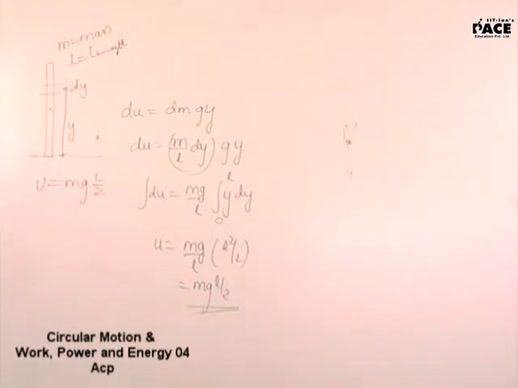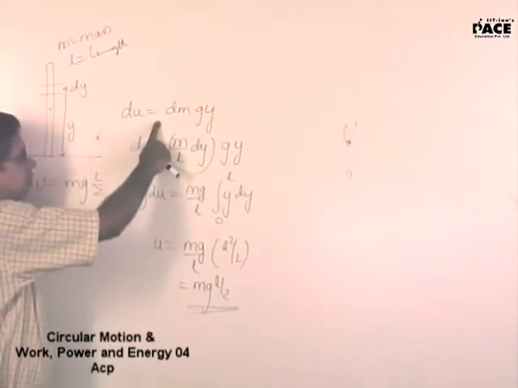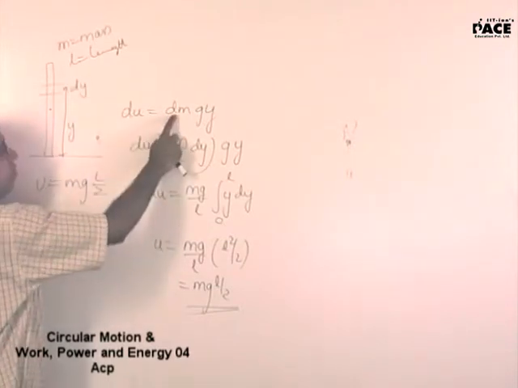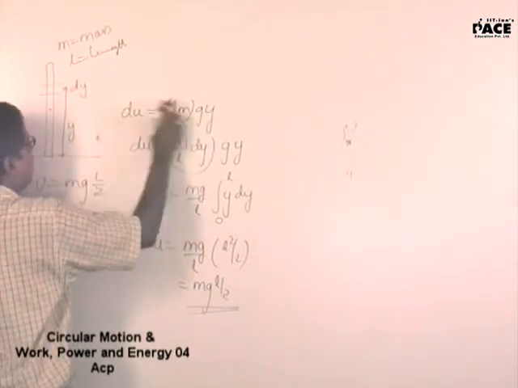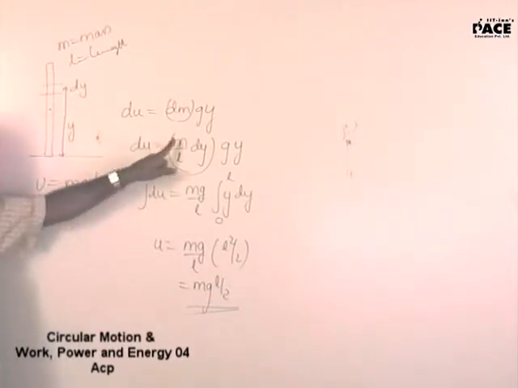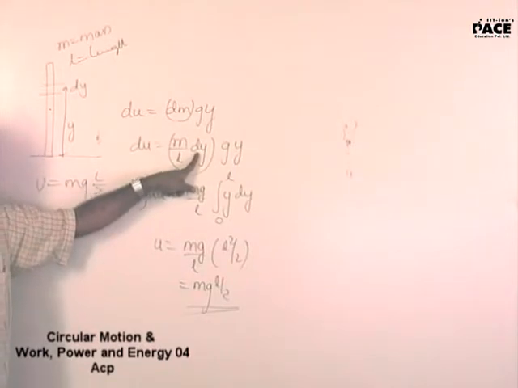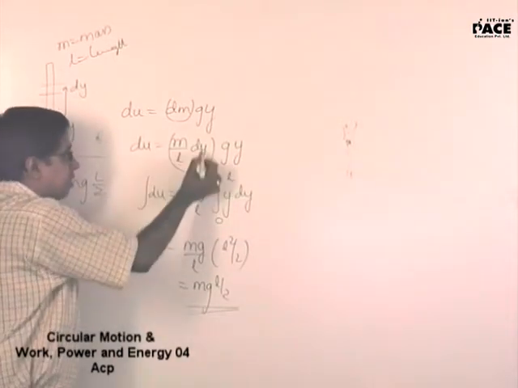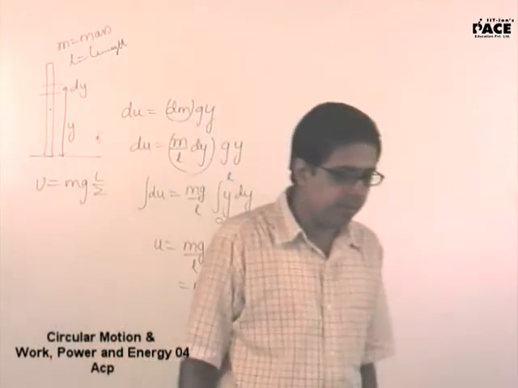Excuse me, sir. I didn't understand the first two steps. The potential energy of the small element will be mgh. The mass of the small element is dm, and the height of the small element is y. Now how do I get the mass of the small element? Mass per unit length into the length of the small element. Yes or no?